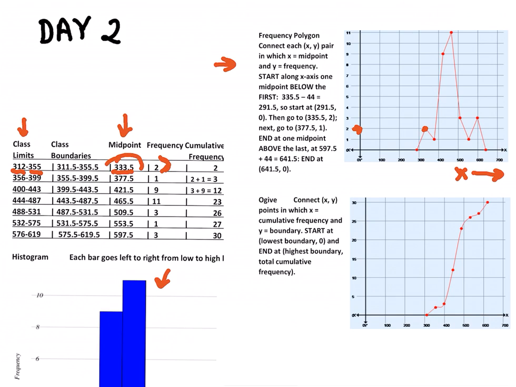We then go to the next midpoint of the next class. Halfway between 356 and 399 is $377.50. That becomes the midpoint of the second class. There is one alternator in that class. So we go one high, $377.50 over along the x-axis and one high along the y-axis.